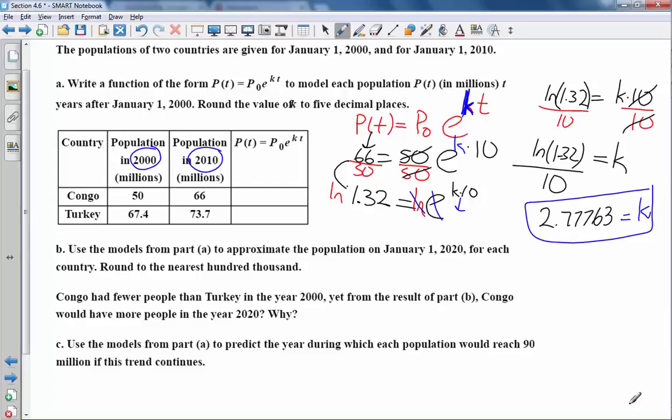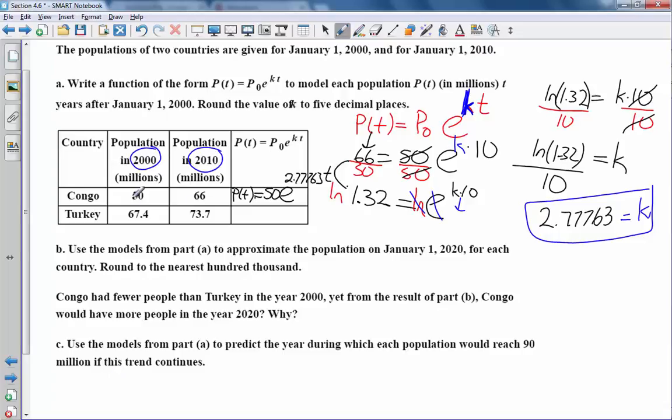Now when it comes to writing, they want the formula, right? Write a function of this form. It's this, P of t. Any year you want to measure the population of Congo, you start with the initial population of 50 million and always multiply by e to the power of K times t, where K is this thing. Like I want to figure out after 25 years what's the new population. I plug in 25 years multiplied by 2.7 something, raise e to the power, multiply by 50, we're done. We get that number. Okay? Does it make sense?